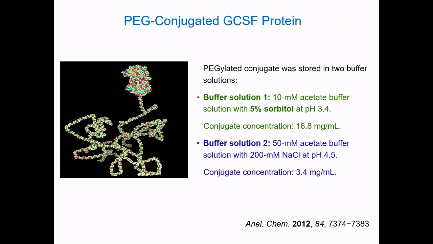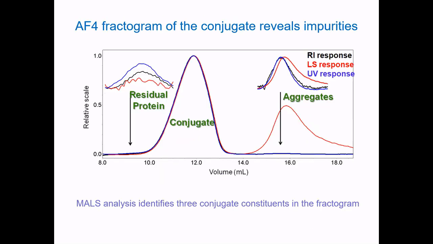Protein conjugate was stored in two buffer solutions. One of them contained sorbitol, and in this buffer solution, the conjugate concentration was about 5 times higher than in the buffer solution without sorbitol. The fractograms of conjugate sample in both storage solutions show 3 peaks. The most intensive one is due to the conjugate. At shorter elution time, we observed very low intensity peaks visible only after magnification of the chromatogram.